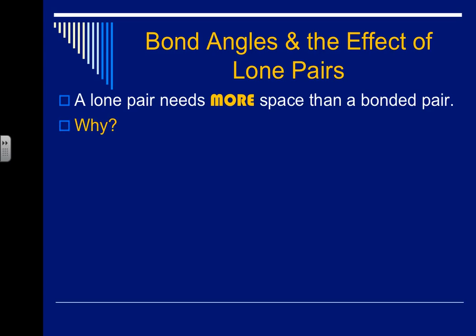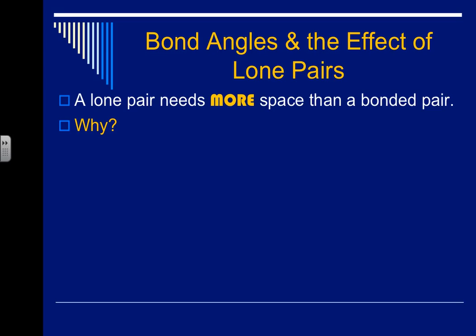Why? I want you to ponder this for a second. Two little lone electrons take up more space than a whole atom? I mean, let's be real, this does not make sense at all. An atom is way bigger than two tiny electrons. Why?